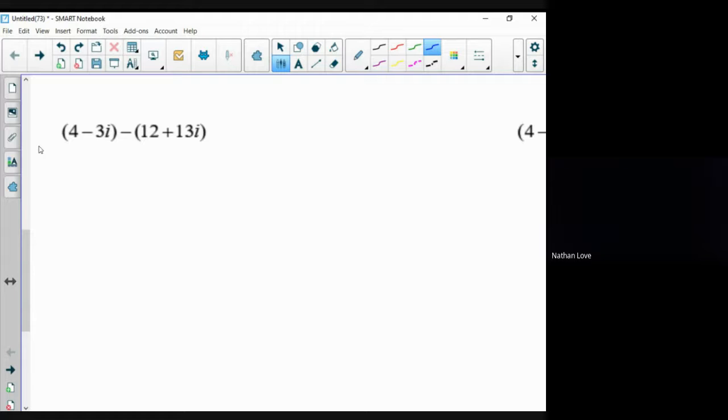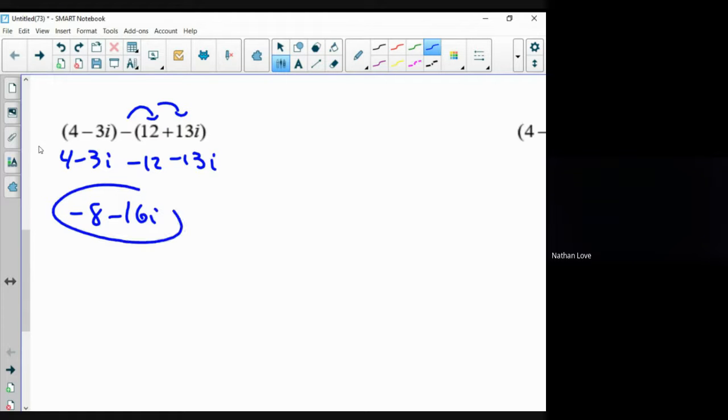That's the problem here. So distribute the negative, and you get what? -12 minus 13i. And let's go ahead and put the 4 and the 12 together. Get you -8 and minus 16i. Questions?